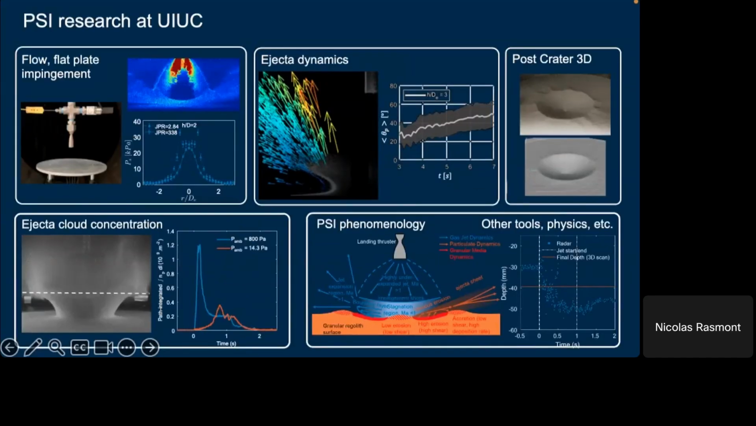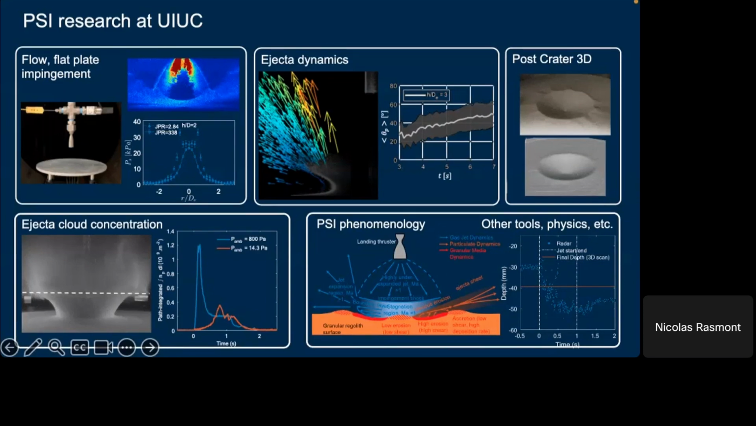I'm not going to go over the challenges of PSI. I think everybody here knows about them. I just want to give you an overview of the PSI research that we have been doing at UIUC. The idea is that we have a reduced scale experiment recreating the conditions of a lunar landing and Martian landing, and we use this to probe various aspects of PSI physics to improve our understanding and feed future models.